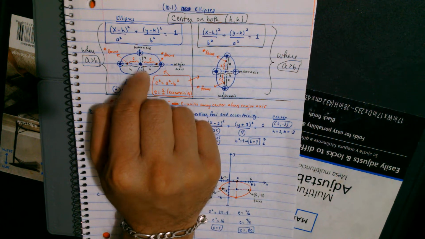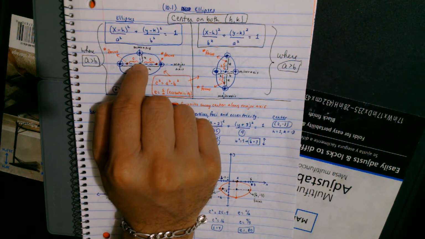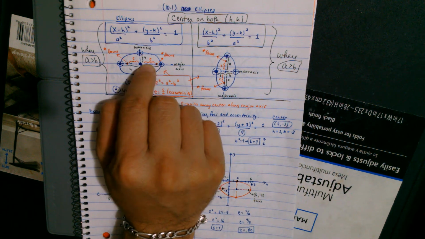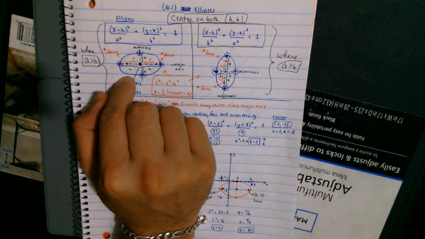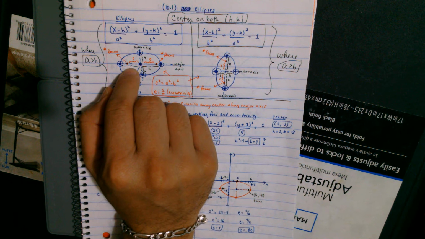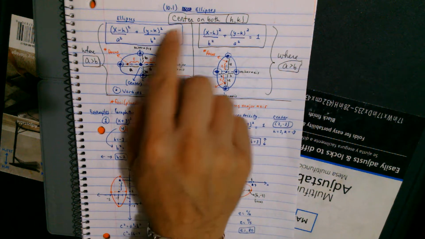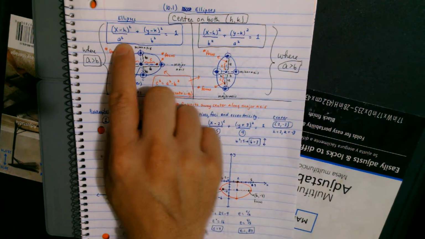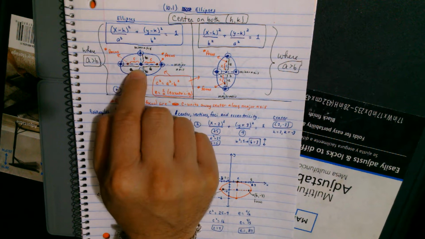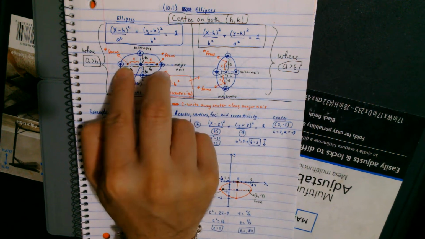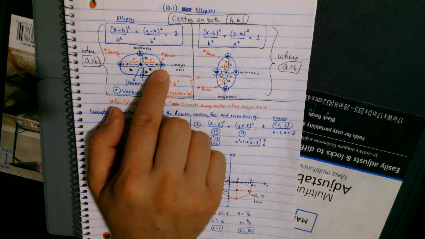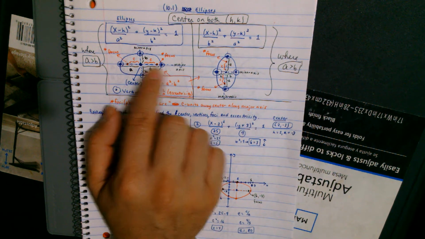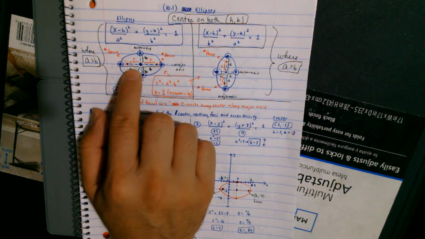You're going to go to the middle here, your center. Then there are going to be some values that go right and left. Because a lives under x, you're going to go a to the left, a to the right, and you're going to have what are called vertices, essentially values on the ellipse.